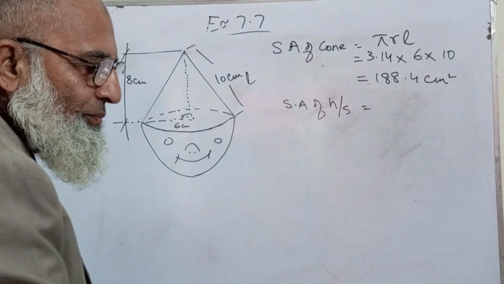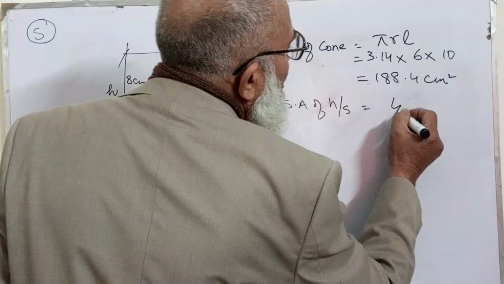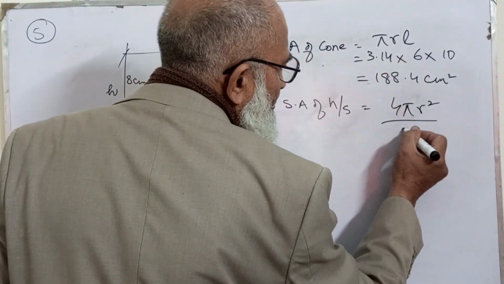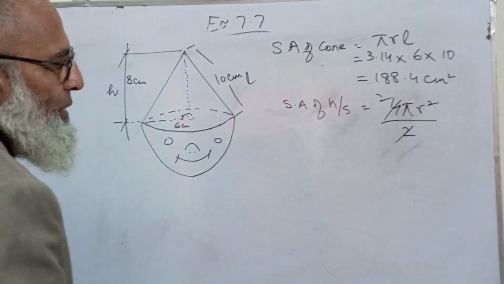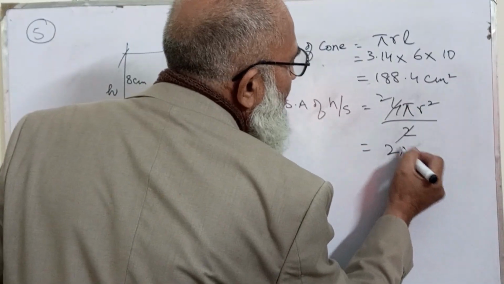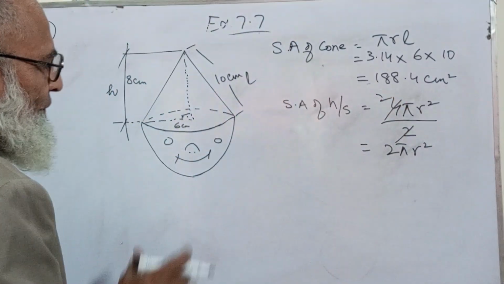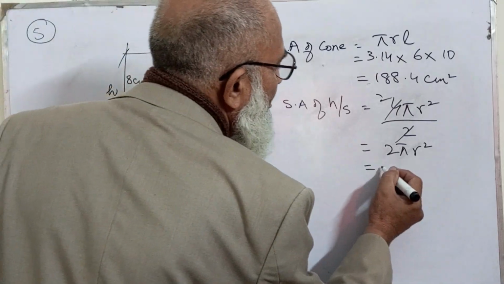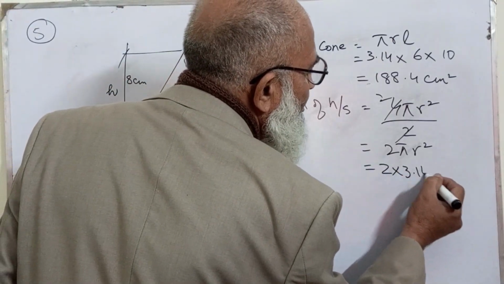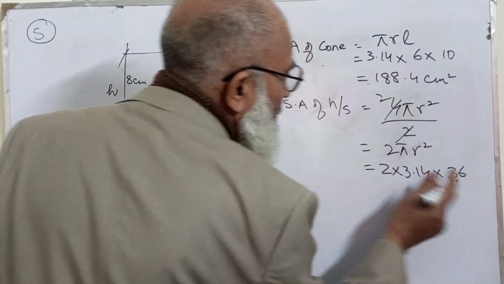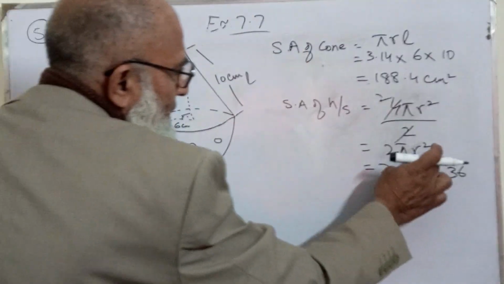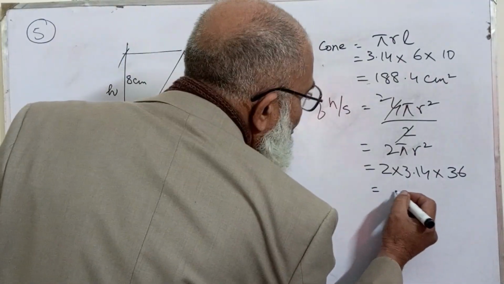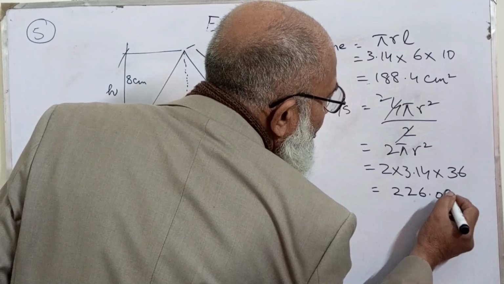Surface area of hemisphere, 4 pi r square. Now yes, you can do it like this, straight. It will become 2 pi r square because this is half. This is a semicircle. This is not a full circle or full sphere. So it will become 2 multiplied by 3.14 multiplied by 36 because r is 6 and 6 square is 36. That is equal to 226.08.